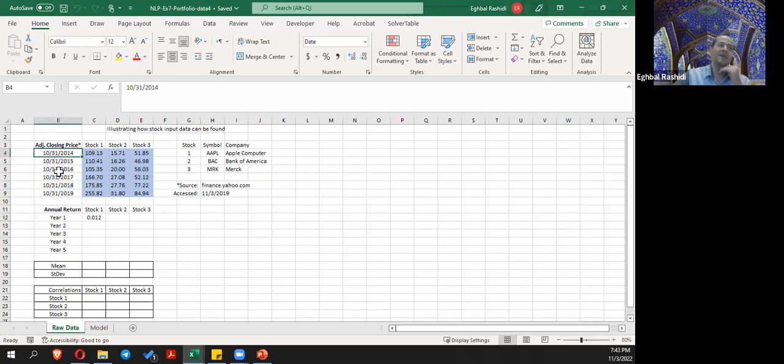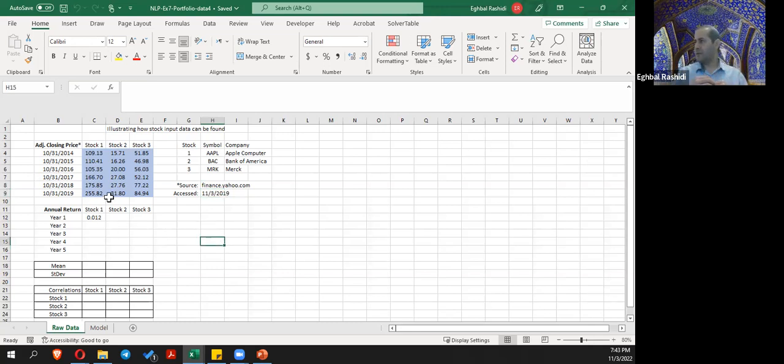For example, this is the last day of October in 2014, the last day of October in 2015, the same day, October, the next year, 16, 17, 18, and 19. So I have it for these six years for the three stocks that I have. These are actual data, and if you are interested, you can get it from different sources. These are coming from finance.com.